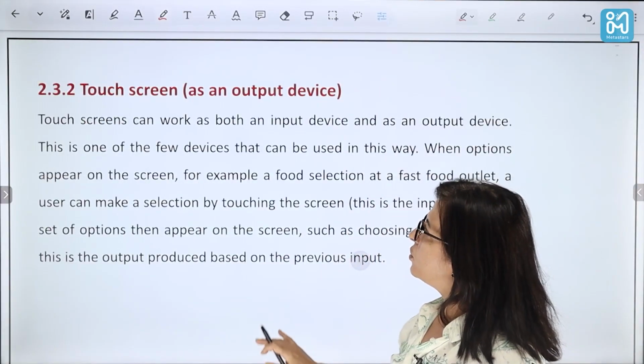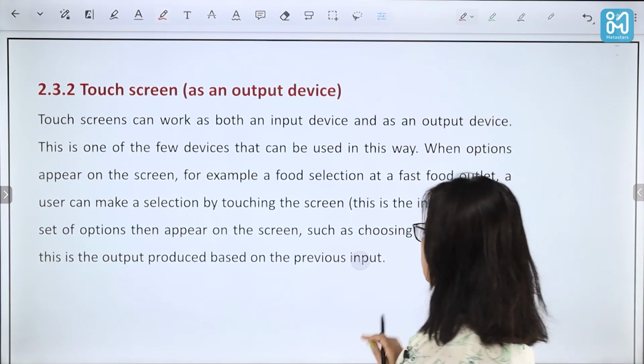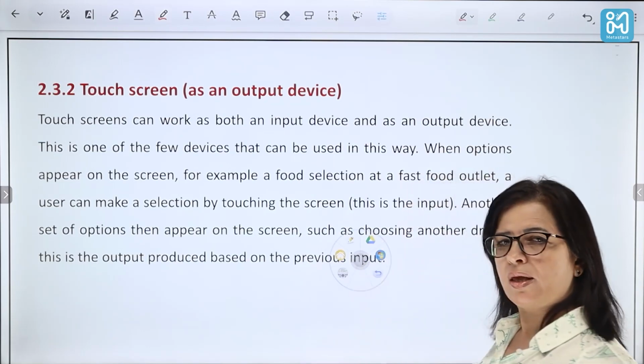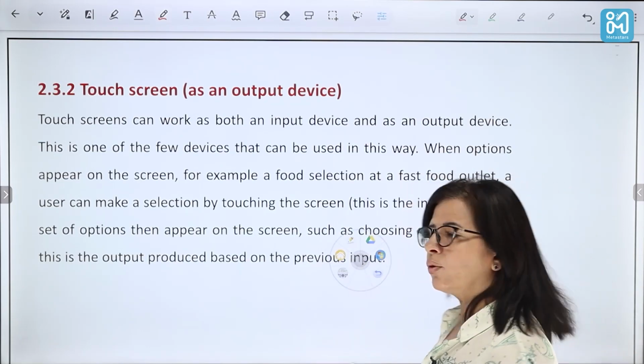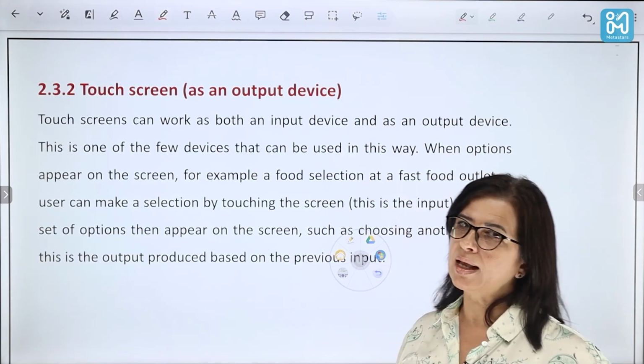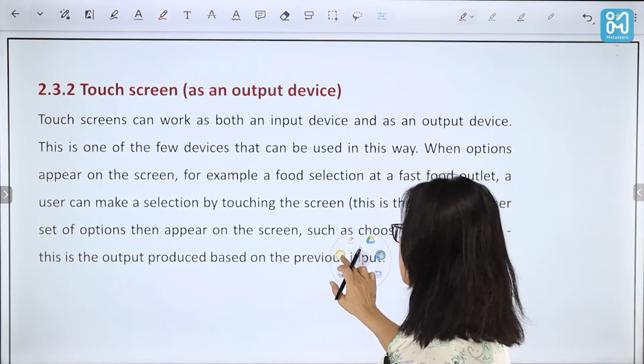Okay, before going to touch screens, let's watch this film that maybe will make the picture clearer for you about the LED and LCD technology.